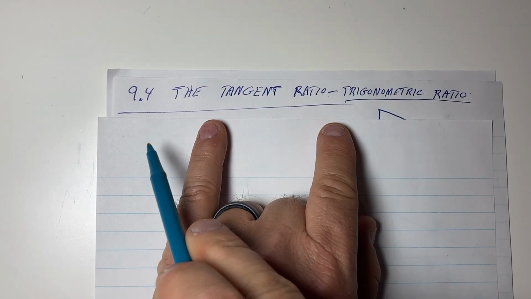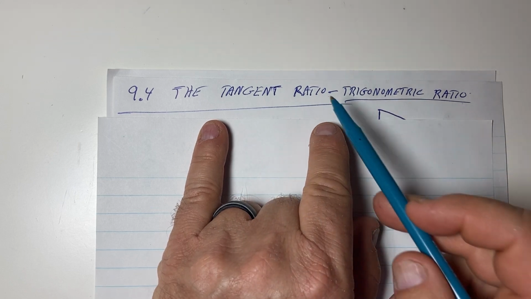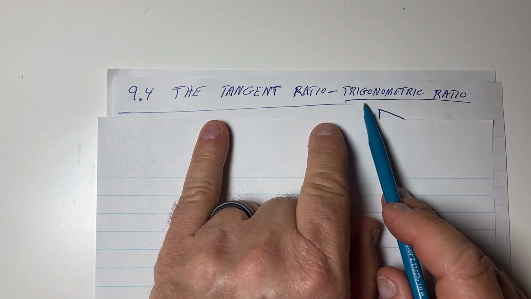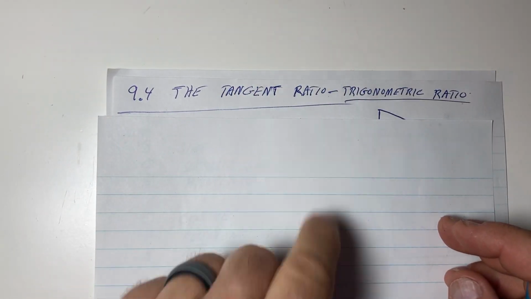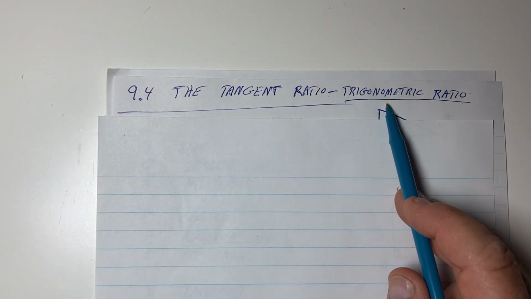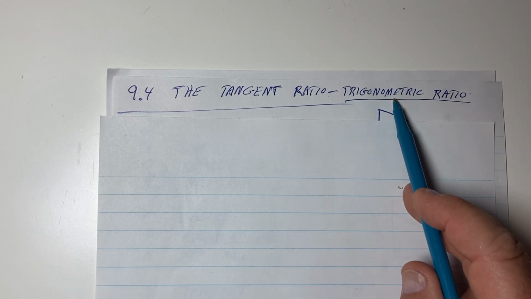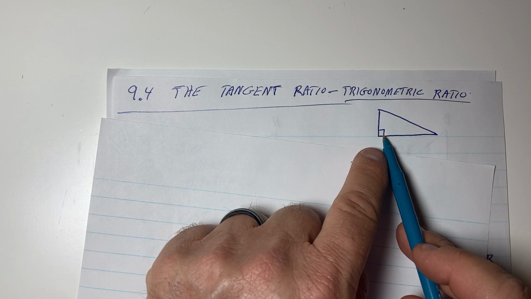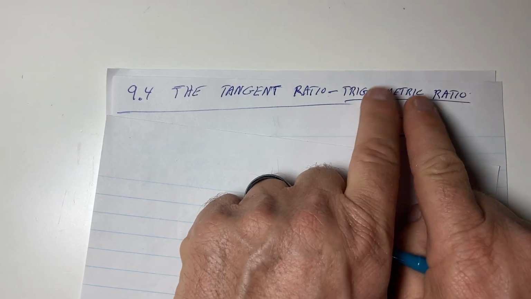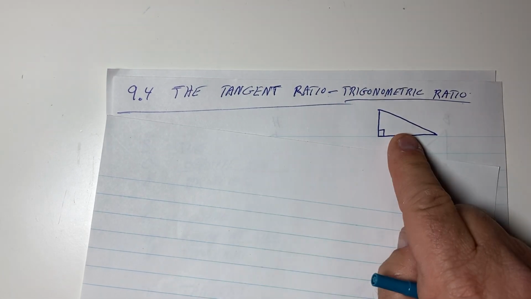Alrighty. 9.4, the tangent ratio. This is trigonometric ratios. We're going to start with a tangent. There's 3 of them. So first of all, trigonometric ratios are good to use in a right triangle. If it's not a right triangle, then we cannot use this. It has to be a right triangle.